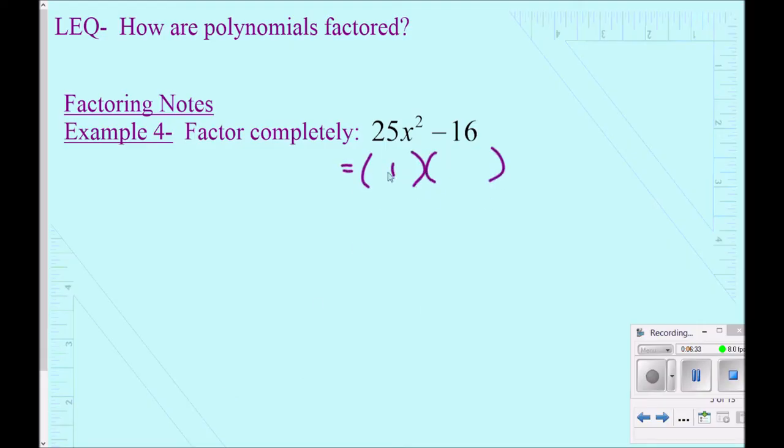One is going to be plus, one is going to be minus. Square root of 25x squared is 5x, and the square root of 16 is 4. 5x plus 4, 5x minus 4.